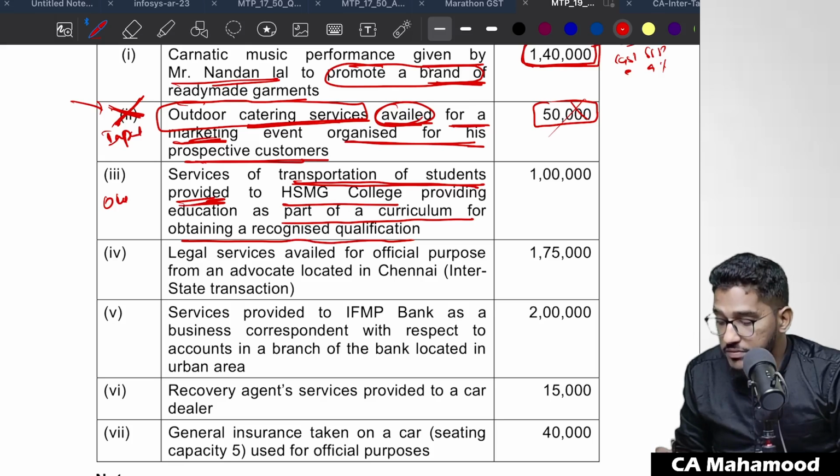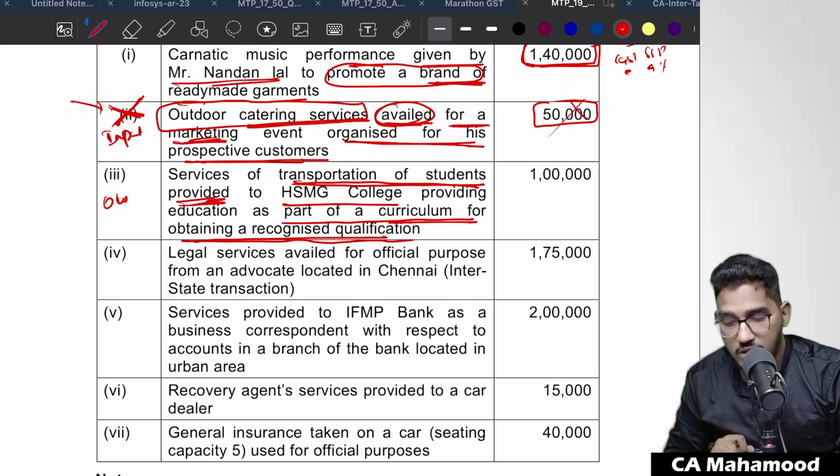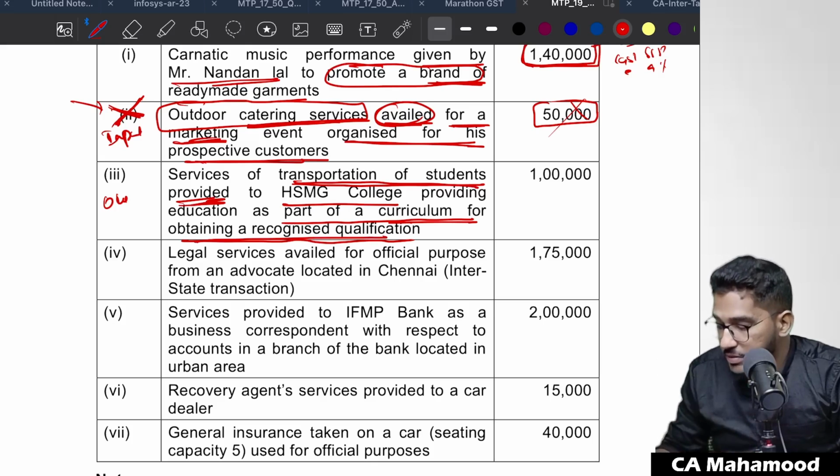You are providing services of transportation of students to an educational institution which is providing education as a part of curriculum obtaining a reasonable qualification, like a degree college. To one degree college, you are providing transportation of students. Will that service be exempted? No, it will not be exempted. It will be taxable. So this 1 lakh rupees will be taxable.